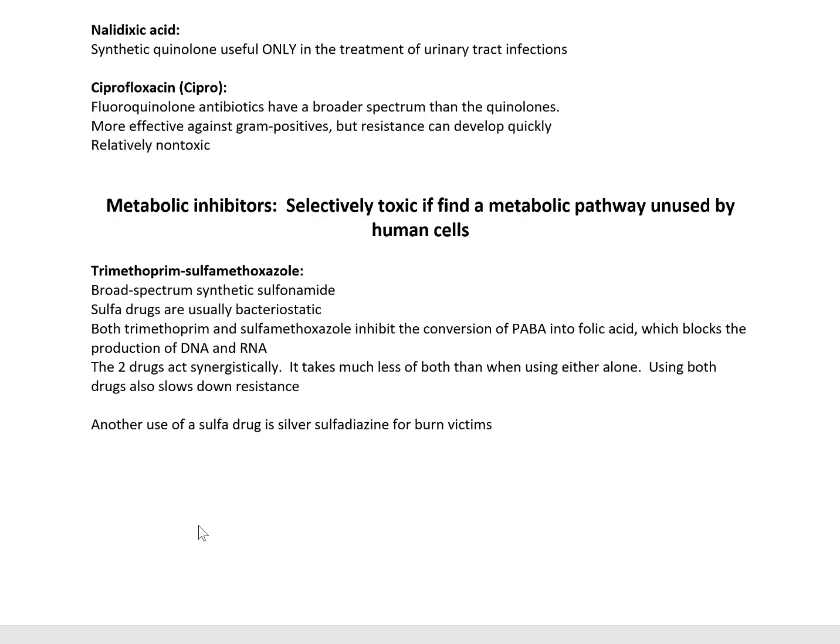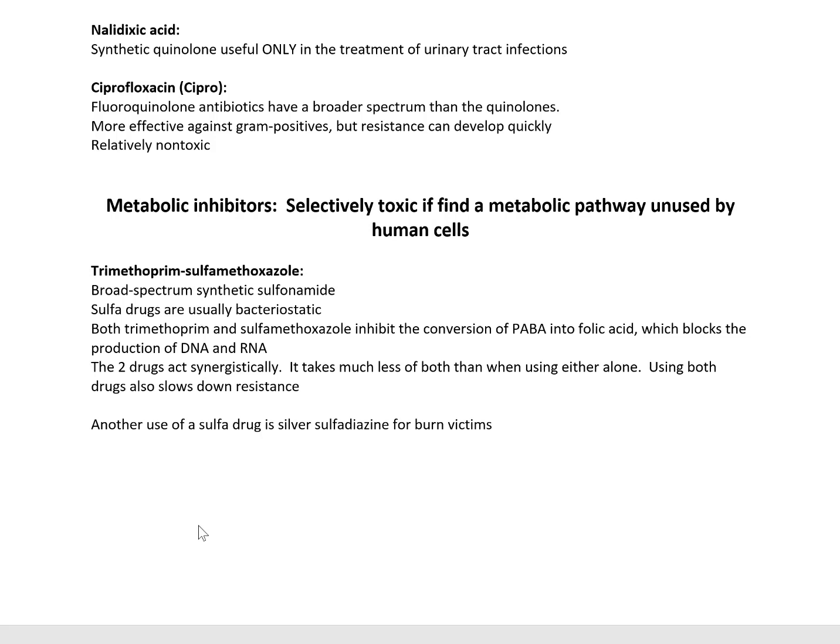So metabolic inhibitors, the one that we're looking at here, it actually stops the production of folic acid, which is needed to make DNA and RNA and some amino acids. So it just shuts off these organisms' metabolism. So it is called trimethoprim sulfamethoxazole.